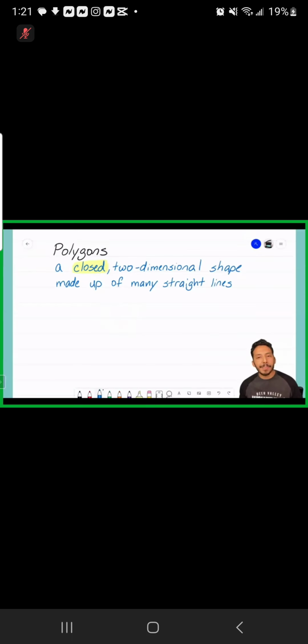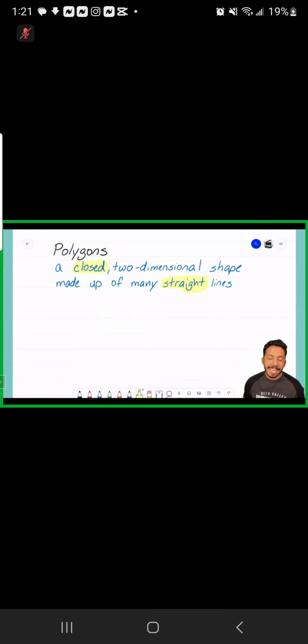Now, the next phrase that pops up is a two-dimensional shape. And that should make sense to you. We're not talking about a three-dimensional shape that you can physically hold. It has no depth, it has no height to it. It is a flat shape, something that you would write on a piece of paper that we wouldn't be able to actually pick up and hold on to. So that is the first part, a closed two-dimensional shape made up of many straight lines.